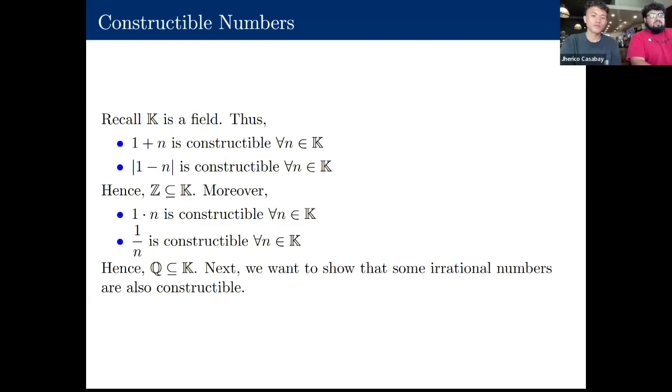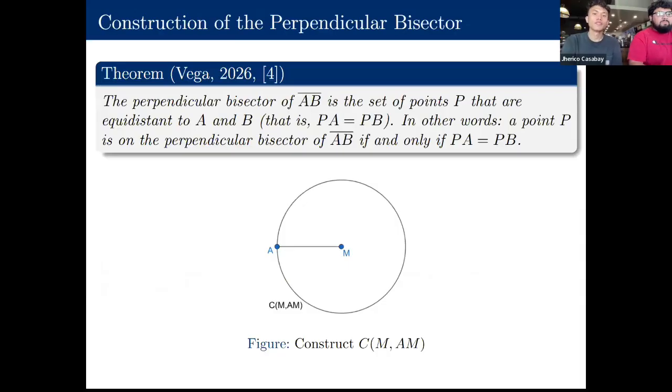And then for the third and fourth bullet point, using the same idea, we get that the set of rational numbers is also a subset of the constructible numbers because it's closed under multiplication and division. So for our next slides, we're going to show how irrational numbers can also be constructible. But before we get into that, we're first going to show how to construct the perpendicular bisector, because this is going to be needed to show how to construct irrational numbers.